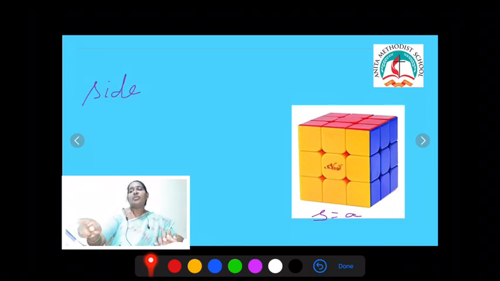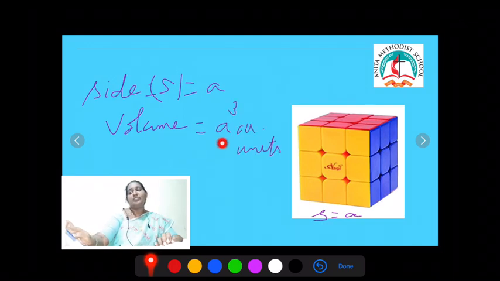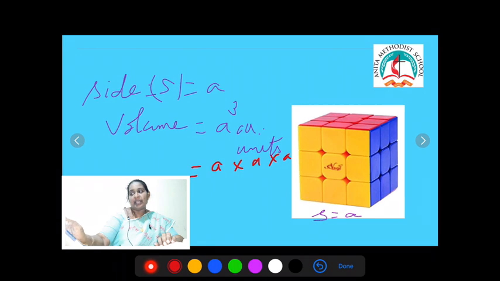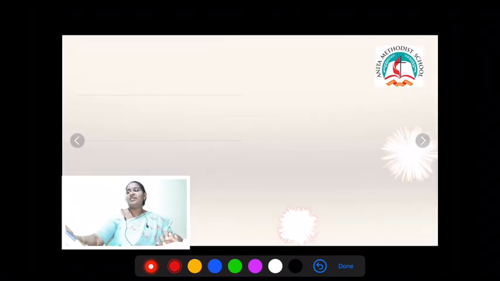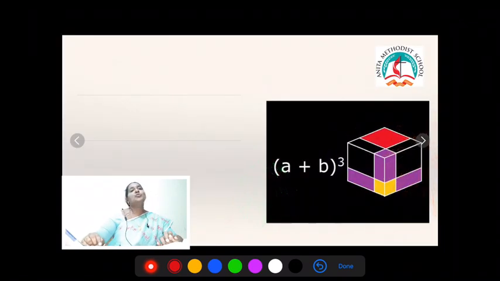So for the volume of a cube, we have taken the side as a, and the volume is a cube cubic units. So we can write a into a into a. How can we write it? a into a into a, so a cube cubic units. The same we are going to apply in the cubic identity. So from this we are going to find the cubic identity.